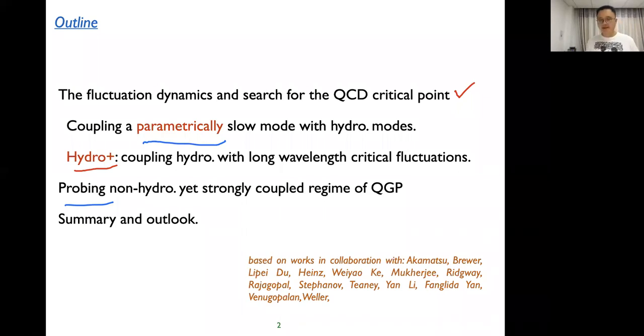Okay, so the focus of this talk is on critical dynamics, and this is a field which has undergone very rapid development in the past few years. I learned these topics through collaborations with a number of the people listed here.